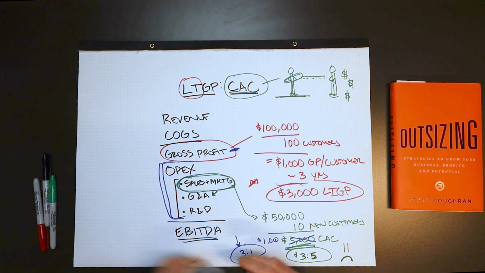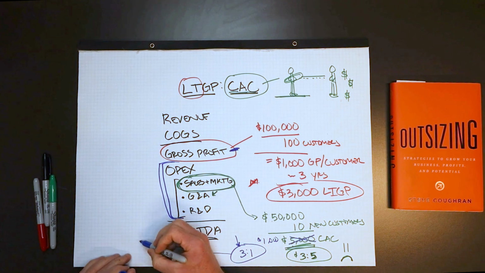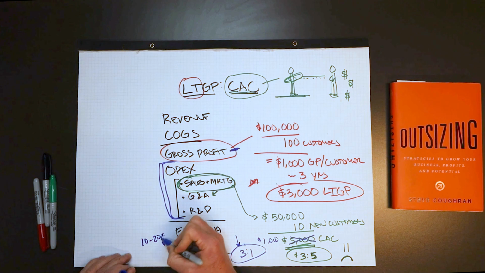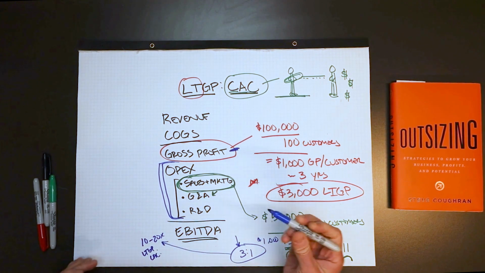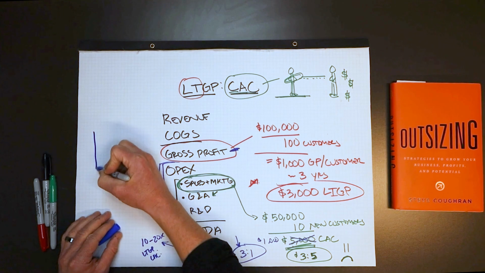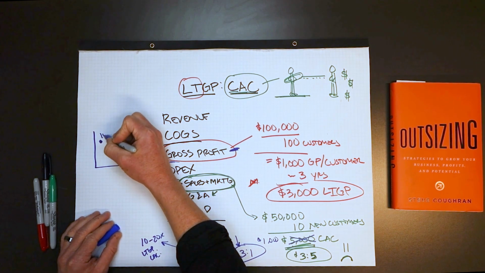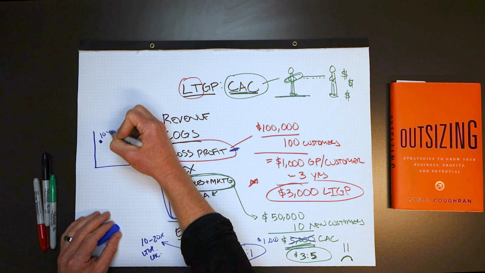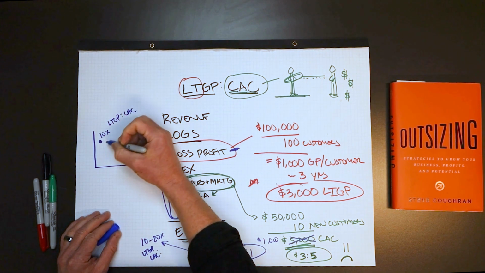Here's another important thing to understand: some of the best companies that I work with have like 10, even 20 times LTGP to CAC. The ratio is really high. Now, as your business goes on, let's just say you're at a 10, right? A 10x LTGP to CAC ratio.